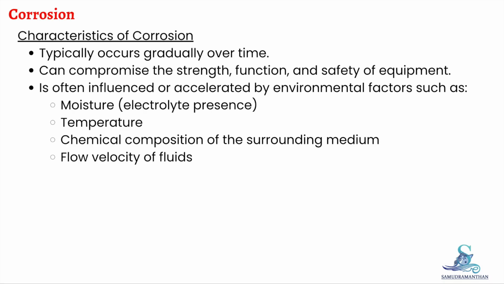One important characteristic of corrosion is that it usually occurs gradually over time. Because it is slow, corrosion often goes unnoticed until significant damage has already occurred. Corrosion can seriously compromise the strength of components, the function of equipment, the overall safety of machinery and structures. Corrosion is also influenced or accelerated by several environmental factors, such as presence of moisture, which acts as an electrolyte, temperature, chemical composition of the surrounding medium, flow velocity of fluids. In marine environments, the presence of seawater makes corrosion particularly aggressive.